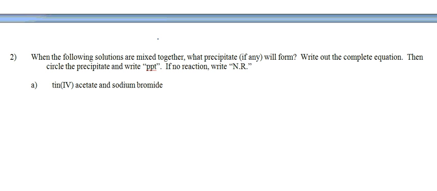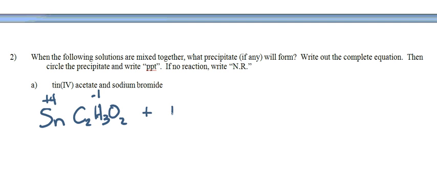All right, tin(IV) acetate. Well, tin is Sn. Remember, it's Sn, and it has a +4 charge. Acetate, C2H3O2, has a -1 charge. And we'll come back to that here in a minute. And sodium bromide has a +1. Bromine has a -1. We'll come back to that.